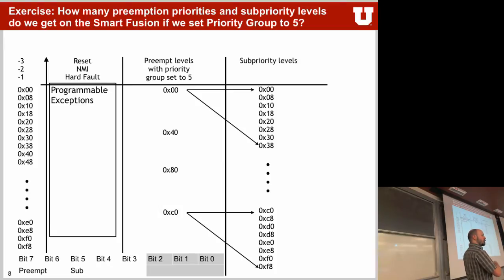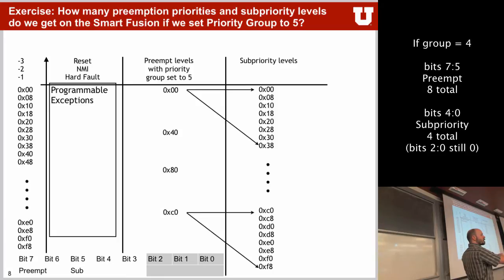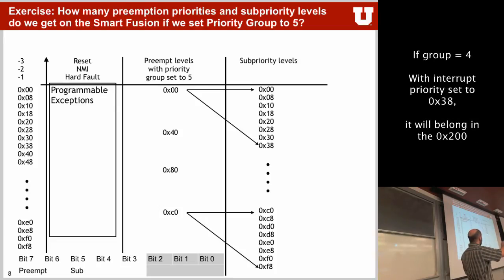Okay? So if we set it to 4, what will happen? Sorry? Exactly. We now have 8 groups and 4 sub-priorities per group. So if the priority of your device was set to 38, you will now belong to group 0x20.